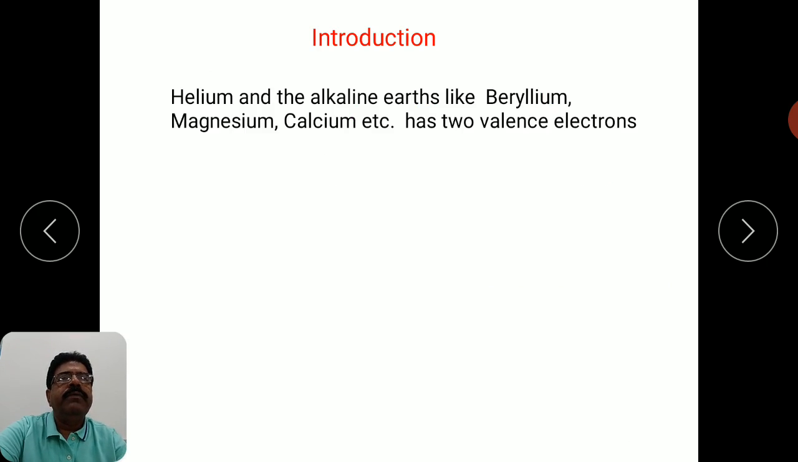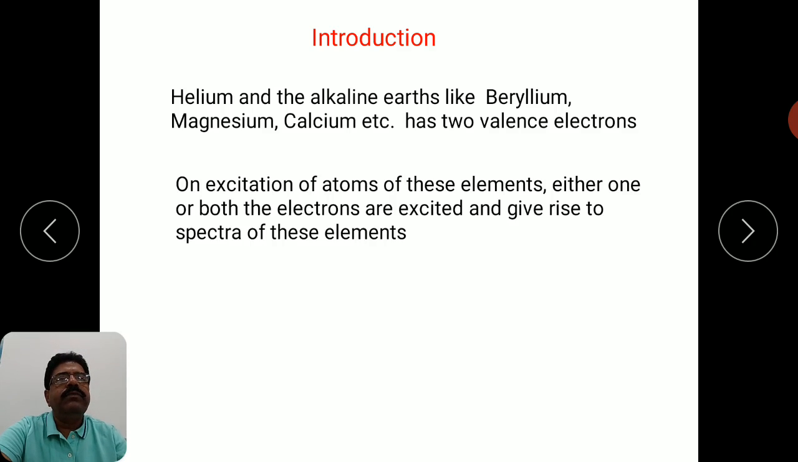So the examples of two valence electron system are helium and some alkaline earth elements like beryllium, magnesium, calcium. So these atoms have 2 valence electrons. So the spectra of these two valence electron systems, that we are going to study here. So what kind of couplings or interactions are possible in these atoms, that we are going to discuss here.